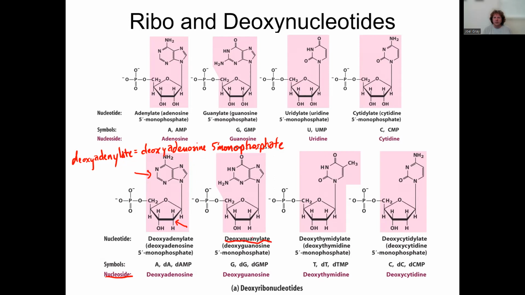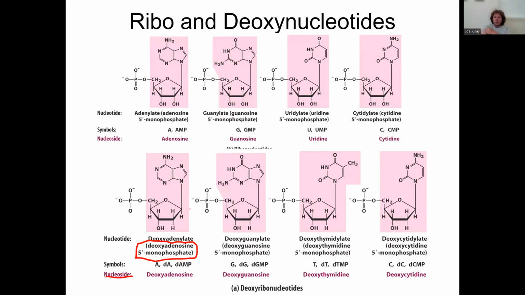Deoxyguanylate is the same as deoxyguanosine 5' monophosphate. Deoxythymidylate is the same as deoxythymidine 5' monophosphate. Deoxycytidylate is the same as deoxycytidine 5' monophosphate. I personally rarely use the full nucleotide name, but instead I use what is in the parentheses here, just because, really, it's habit more than anything else.